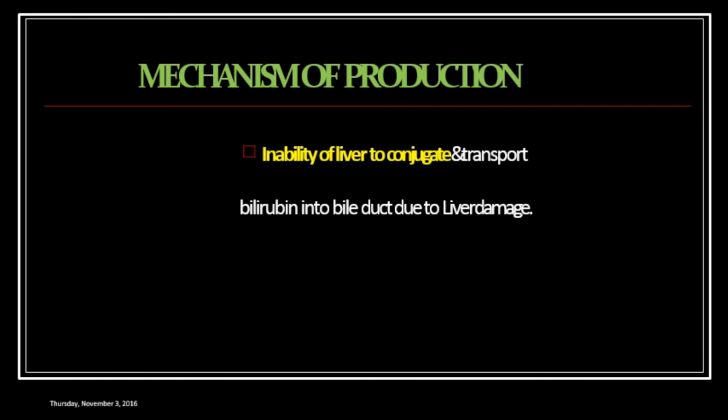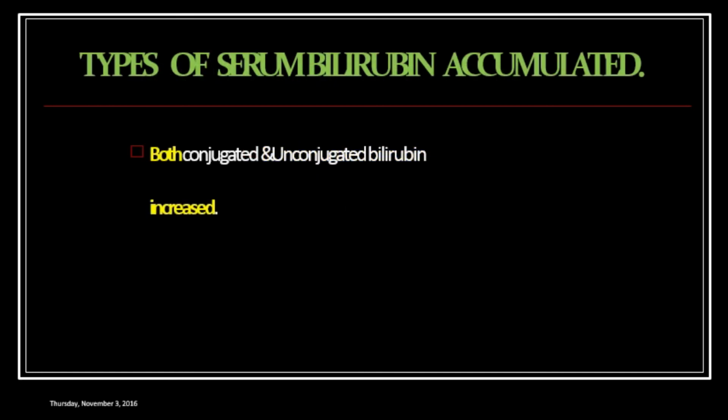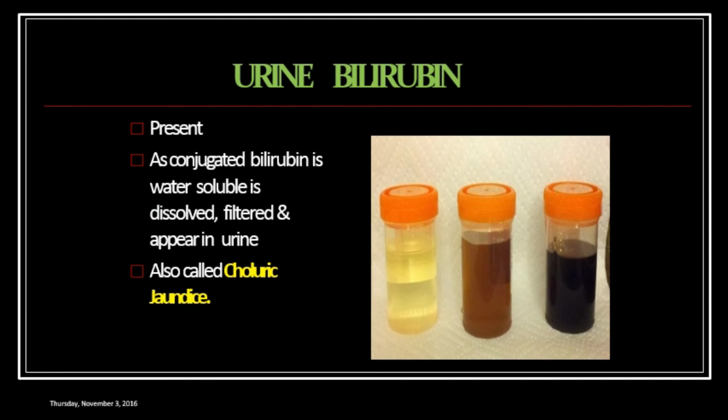As a result, the liver cannot uptake the unconjugated bilirubin and also cannot make conjugated bilirubin. Cannot pass or excrete the conjugated bilirubin. So both conjugated and unconjugated bilirubin will increase in the blood. And we know that conjugated bilirubin is water soluble. As a result, we find bilirubin in the urine. Okay, and such cases are also known as choluric jaundice as well.